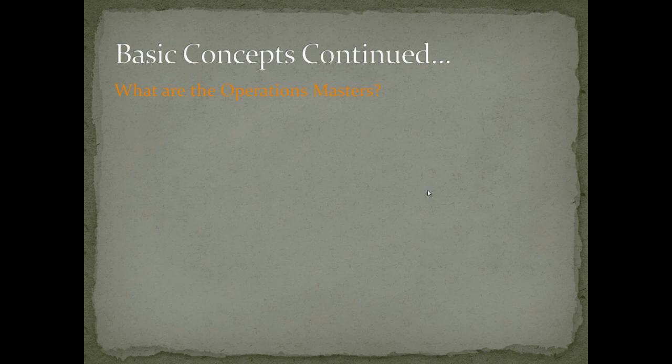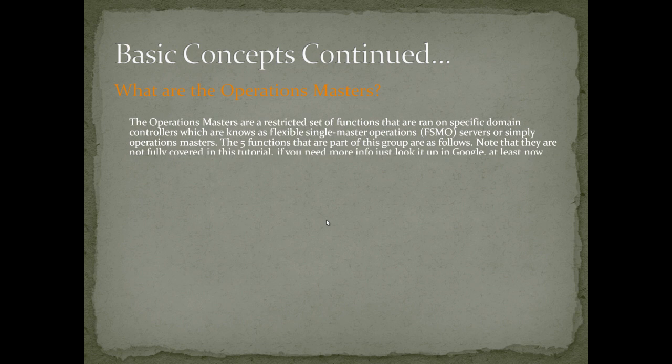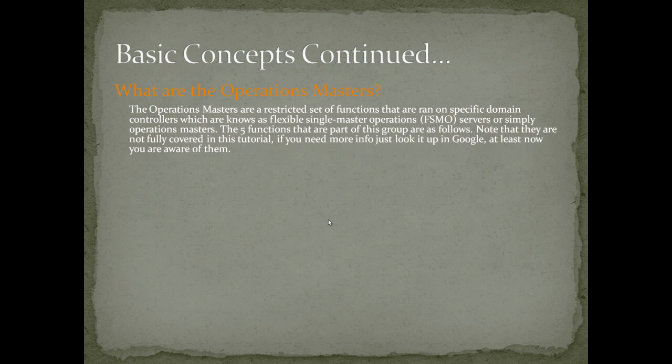All right, so what are the operations masters? These are just a restricted set of functions that are run on a specific domain controller, which are known as the flexible single master operations, so FSMO servers, or simply operation masters. And the 5 functions that are part of this group are as follows. Please note that I don't cover this fully in this tutorial, and if you need more info, just do a Google search. But at least you're aware of these 5 function roles here.